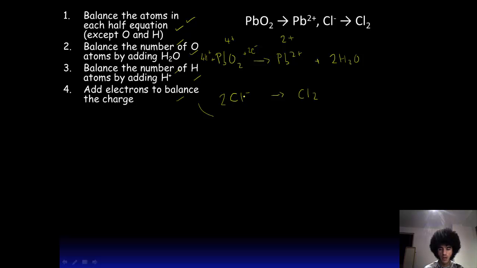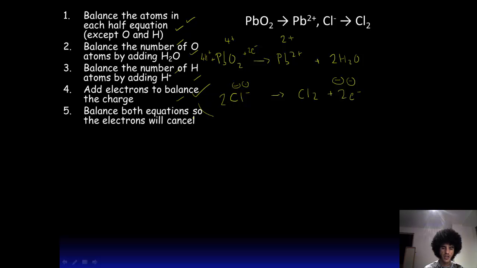I've got 2 Cl-, which is a 2 negative charge, but nothing here. So to make them both balance, I need to add electrons. I can only do it this side to make them both be the same. So it's plus 2e-. Now that means I've got 2 electrons now on this side, and you can see that the charges work out on both sides, so we're good. My next step is to balance both equations so the electrons will cancel.